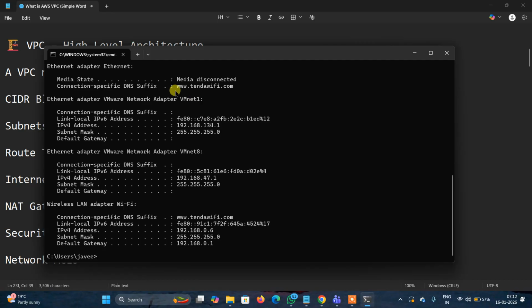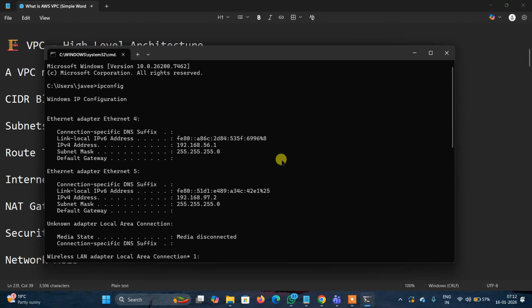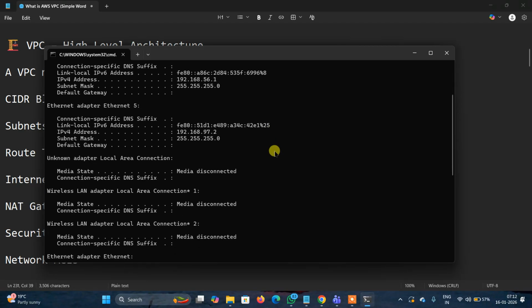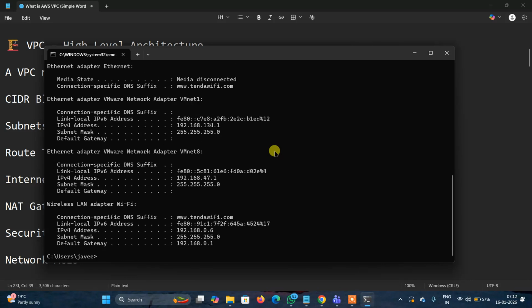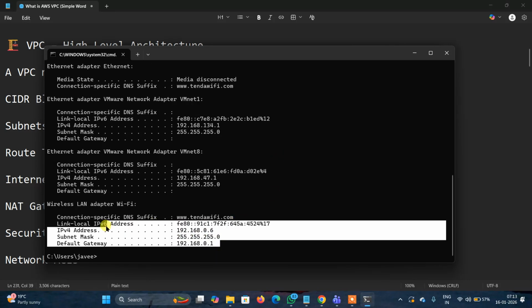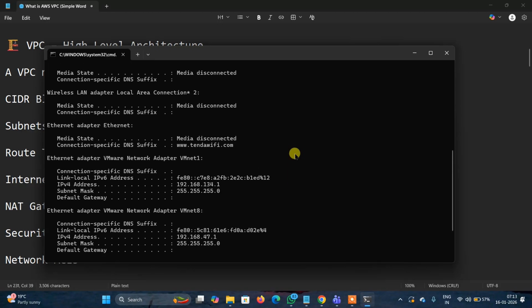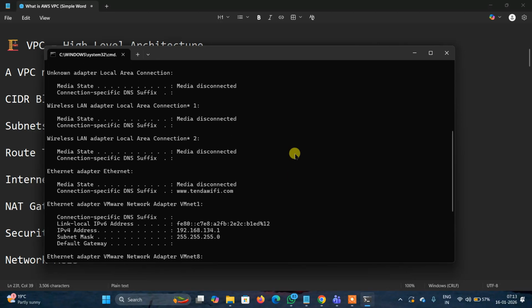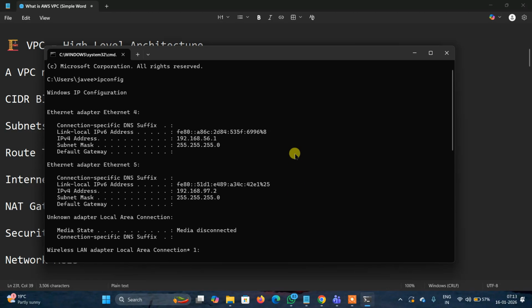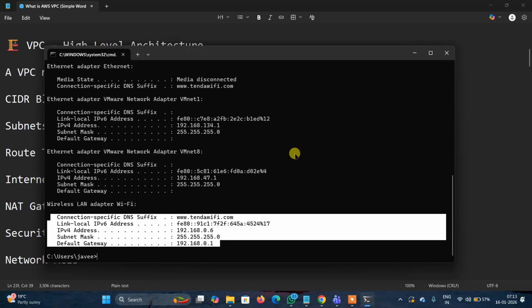So when I type ipconfig here, this is an IP address. Why is it showing so many IP addresses in my computer? Don't be confused. Do you have any idea why it's showing so many IP addresses? This is my IP address.